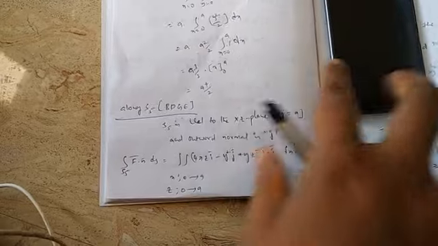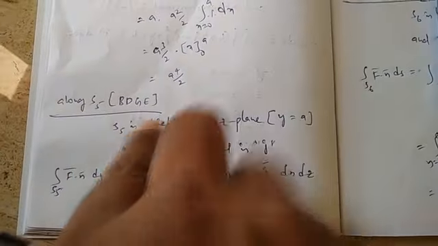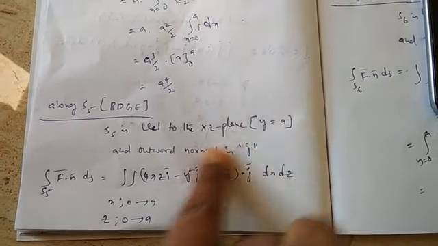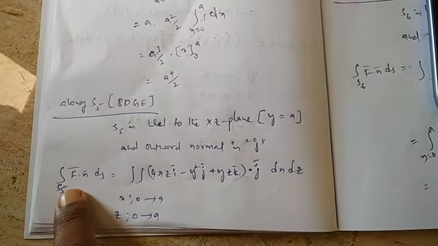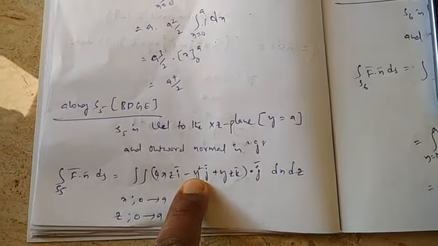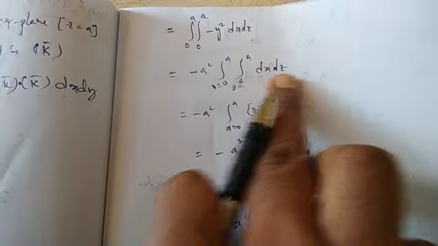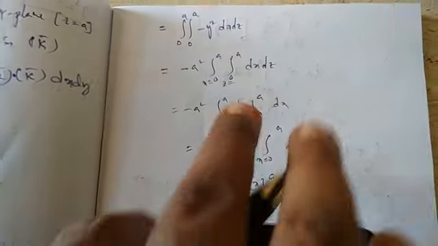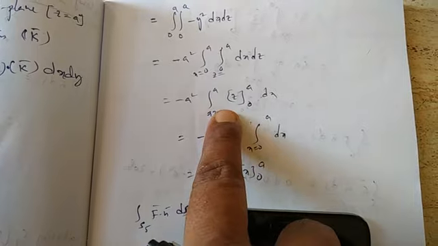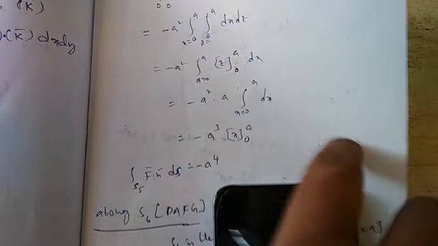Now along S5. S5 is parallel to the xz plane where y equals a. Unit outward normal is j. F dot n dS applied. Here j becomes minus y square where x, z varies from 0 to a. Now where y equals a, substitute here. Now apply the integration with respect to z and x. First integrate with respect to z, you get a, with respect to x, again a. Now total is minus a power 4.